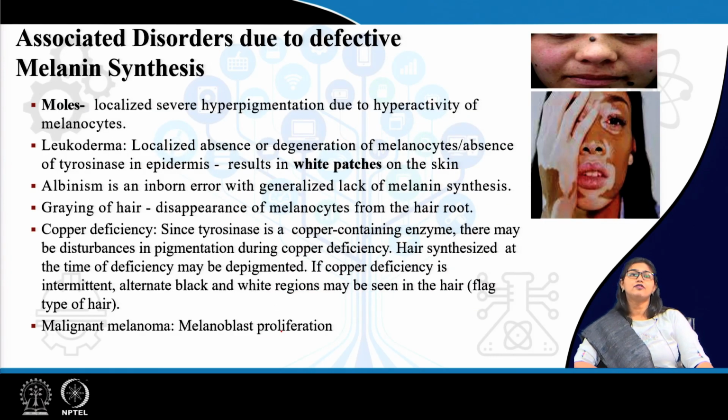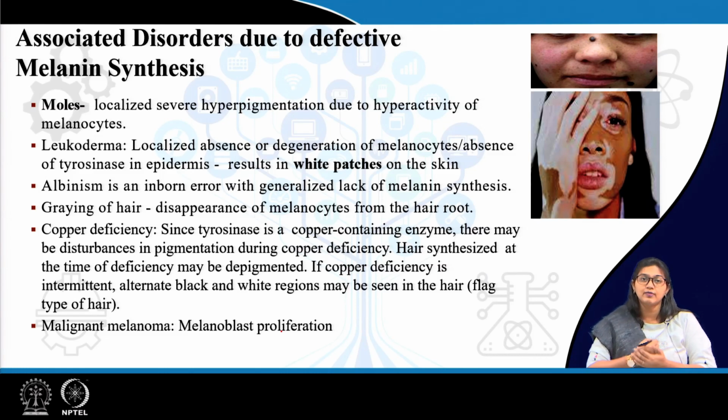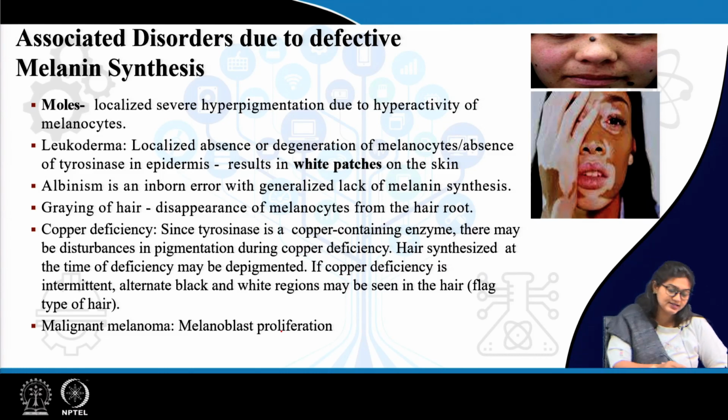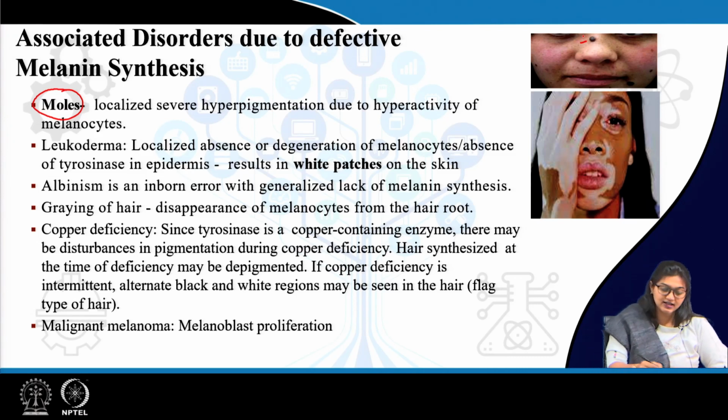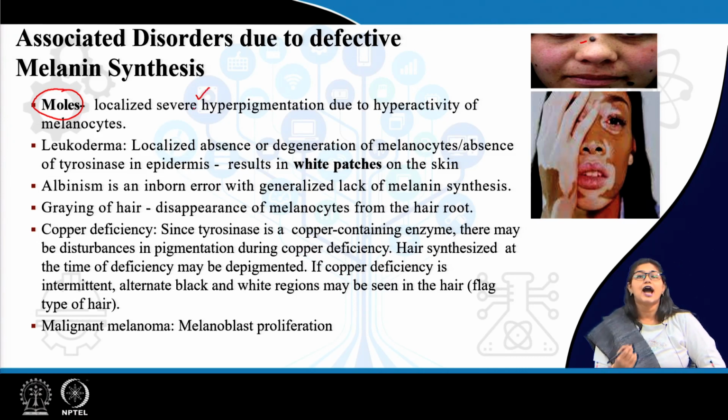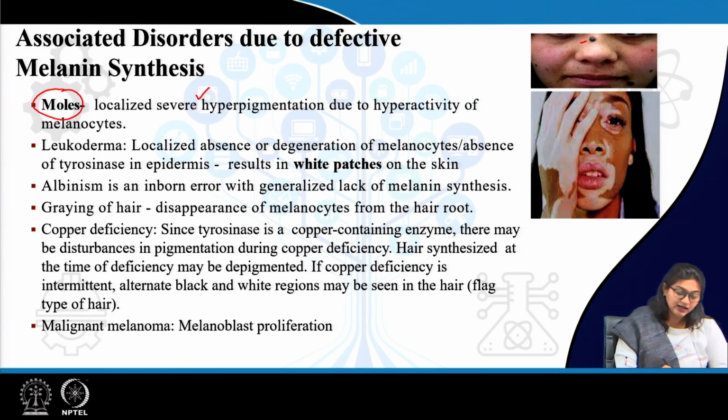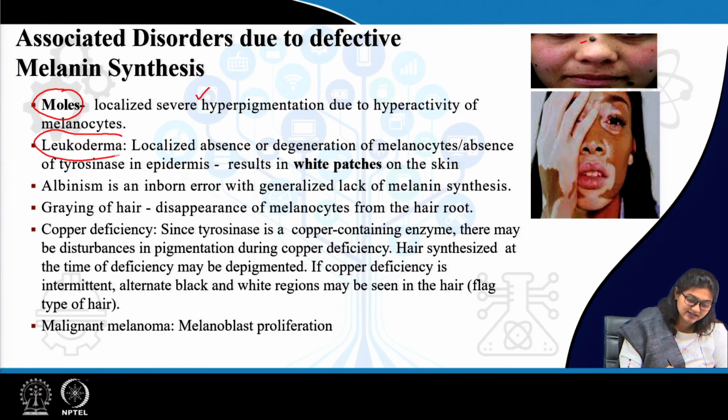Then we come to different disorders associated with defective melanin synthesis. The very common one is moles. Moles you can see in our bodies in different parts. These moles are basically localized hyperactivity of melanocytes, which causes excess melanin synthesis and hyperpigmentation. Just the opposite is leukoderma, decreased melanin synthesis.